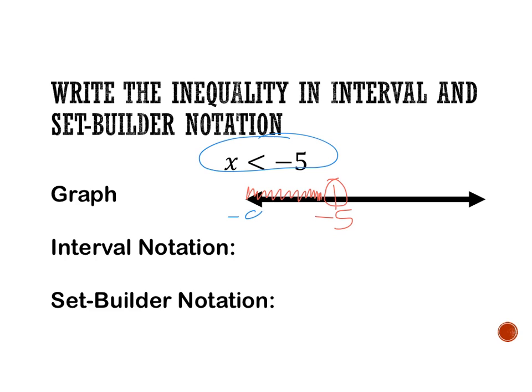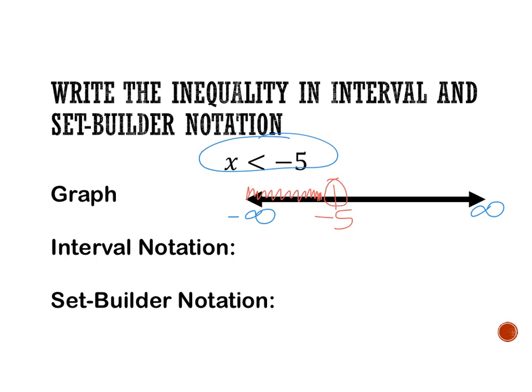And remember, this arrow is my negative infinity, and this arrow is my positive infinity. Alright, now for my interval notation. As always, it is shadings. Where does my shading start? Where does my shading stop? Looking at the number line and going from left to right.